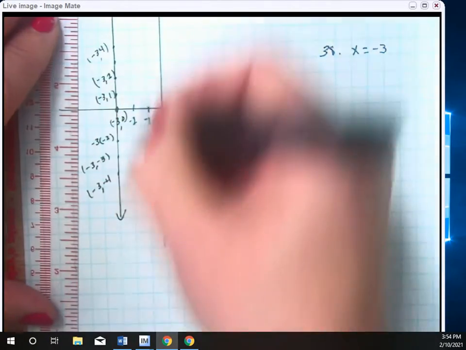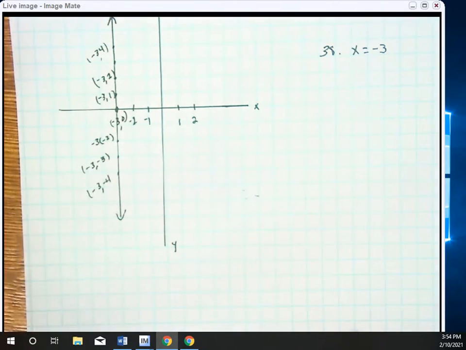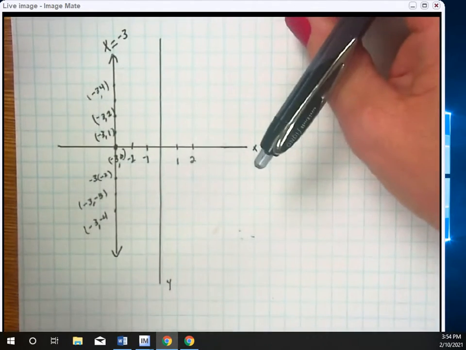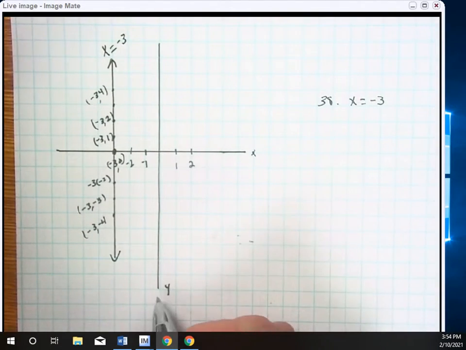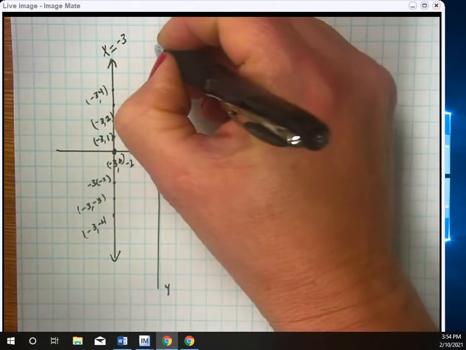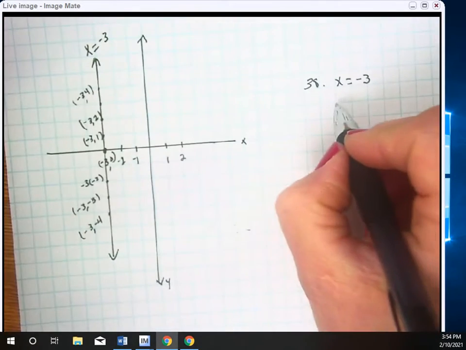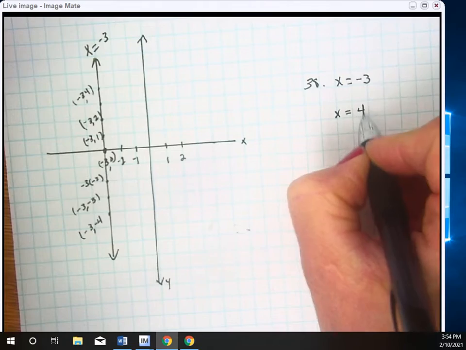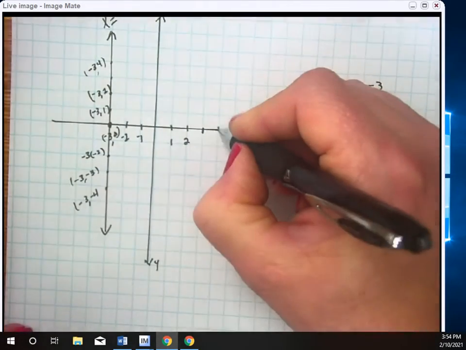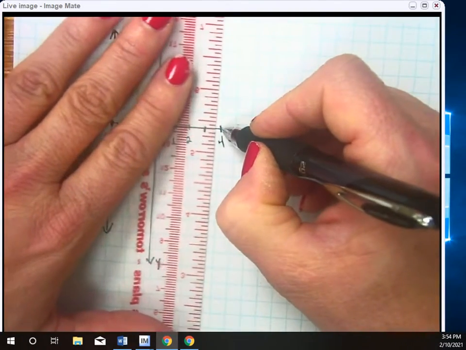Anytime you see x equals, that is going to be the vertical line straight up and down. And some of you may be thinking, well, I thought the vertical line was the y-axis. The y-axis is when the x value is 0. The equation of the y-axis is x equals 0. Anytime you have x equals a number and you are to graph a line, go to where x equals the number and you draw a vertical line.